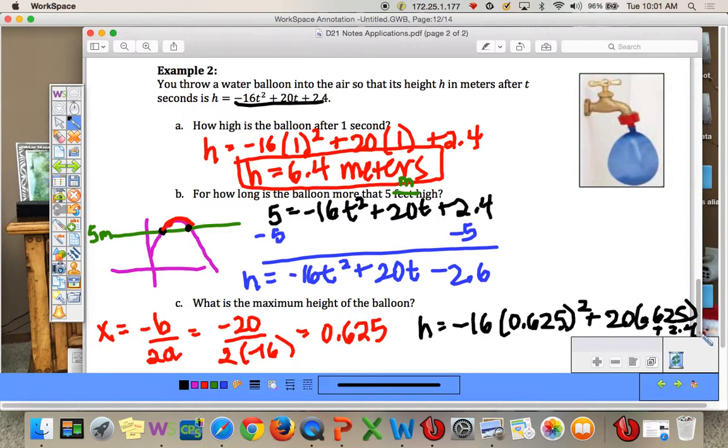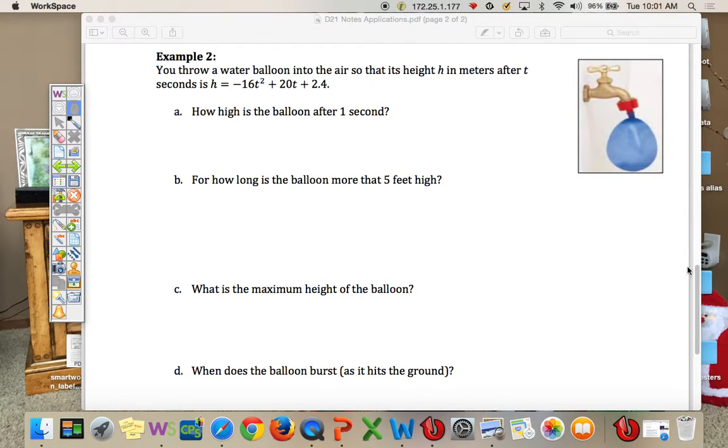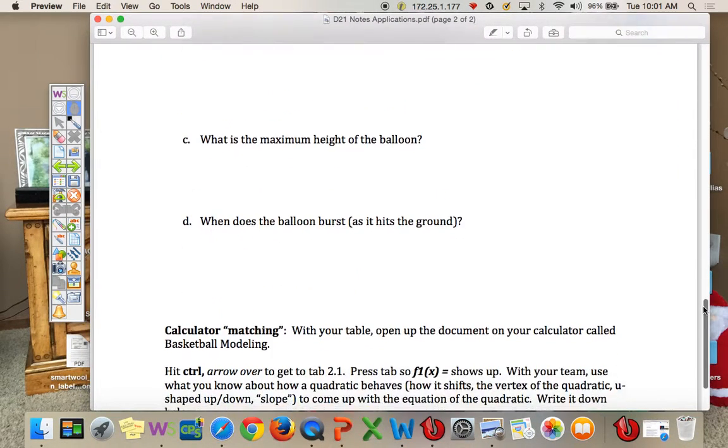Negative 16 times 0.625 squared plus 20 times 0.625 plus 2.4 is 8.65 meters. That's its maximum height. And lastly, when does the balloon burst? As it hits the ground.